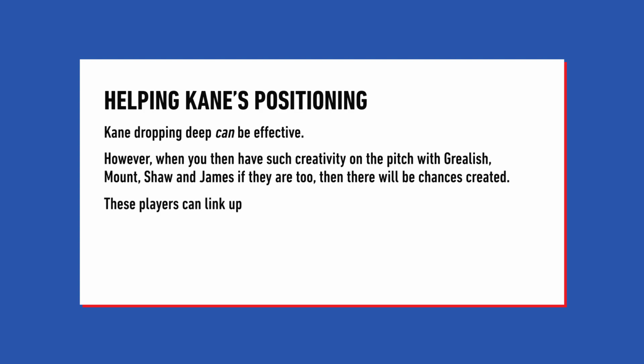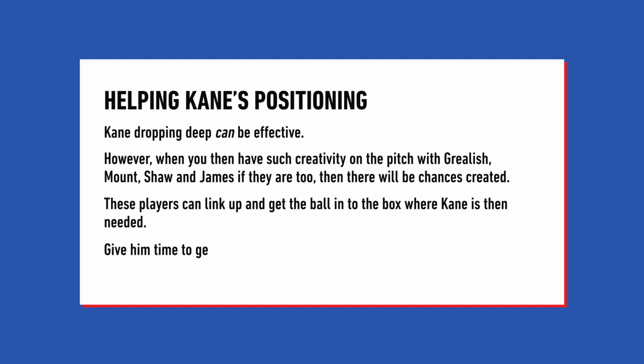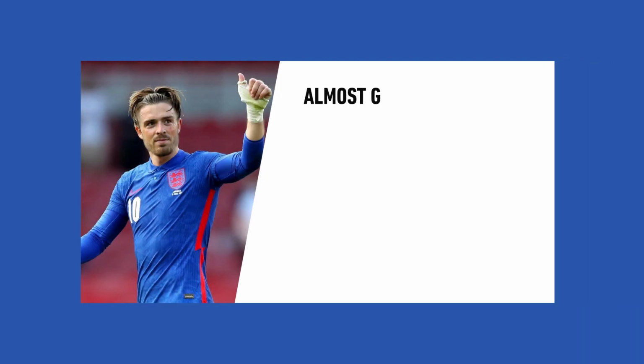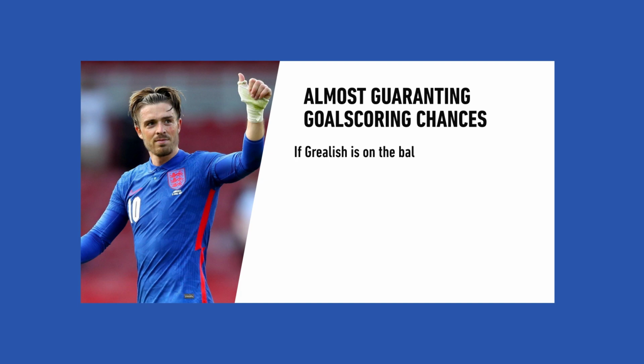These players can link up and get the ball into the box where Harry Kane is then needed in these positions. In situations where Harry Kane does drop deep, because he still will do that, then give him that time to get back into the box, pass the ball around out wide and allow him time. But something that Grealish gives to the side is almost guaranteeing goal-scoring chances where Kane can know if Grealish is on the ball to be ready with his positioning as he could be looking to pass.